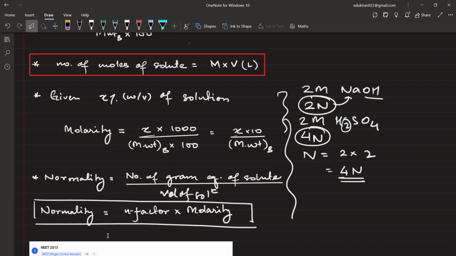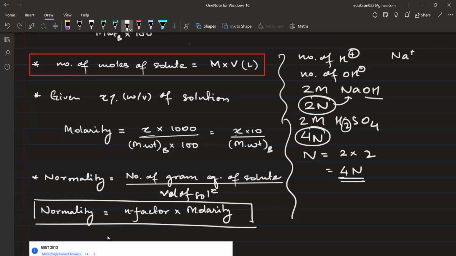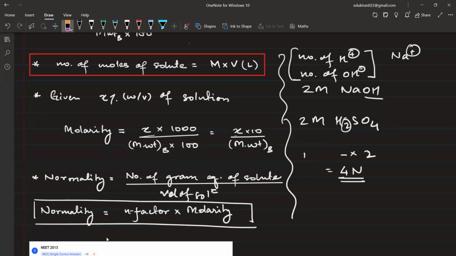So can you repeat again what n factor is? The n factor for an acid is the number of H plus given by the acid, and for a base it is the number of OH negative given by the base. If you have any charged species, for example Na plus, the n factor is the charge on the ion. But generally you will use it only for acids and bases: the number of H plus and number of OH negative given by an acid and a base respectively. Okay, please write this down.